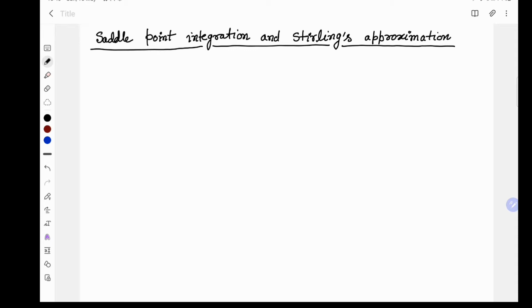In this tutorial, I will talk about saddle point integration and Stirling's approximation. In general, in statistical mechanics, to understand the equilibrium properties of a macroscopic system, one has to take the averages of a large number of microscopic degrees of freedom.